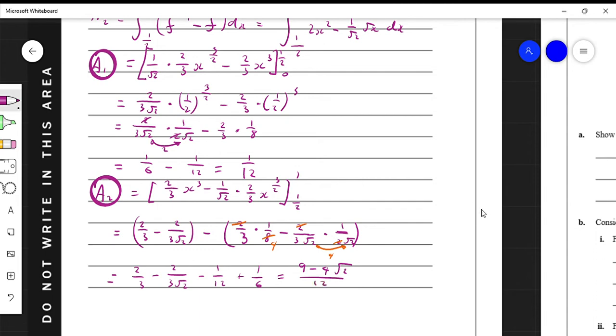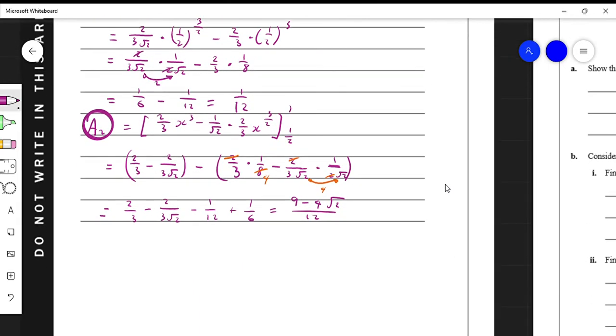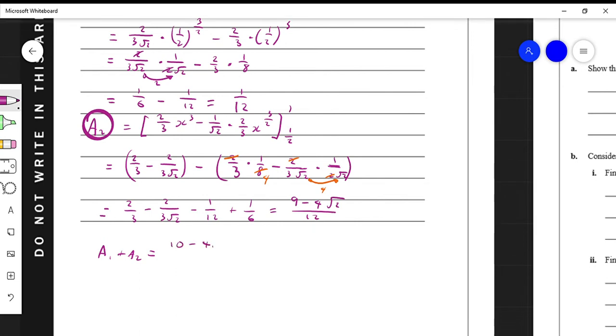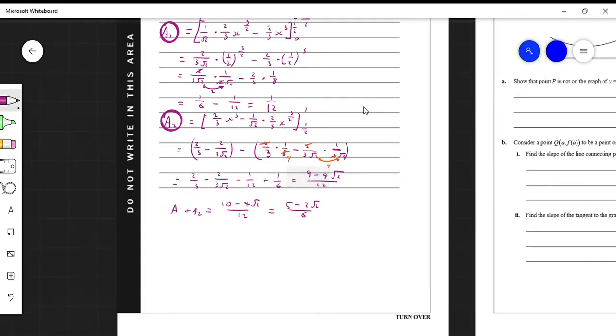It's now the final step. You've got to add the two areas together. So A1 plus A2 equals, it's just this plus a 12th. So if we add a 12th to it, then it becomes 10 minus 4 root 2 on 12. There's a factor of 2 we can take out, so we can just go 5 minus 2 root 2 on 6. There we go.